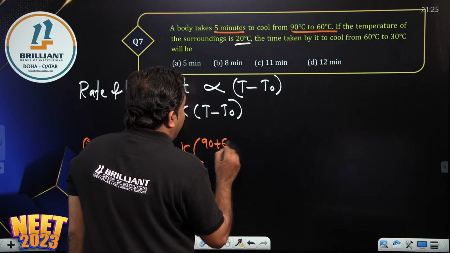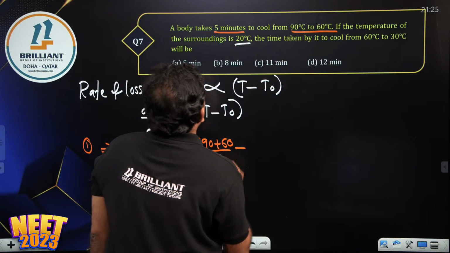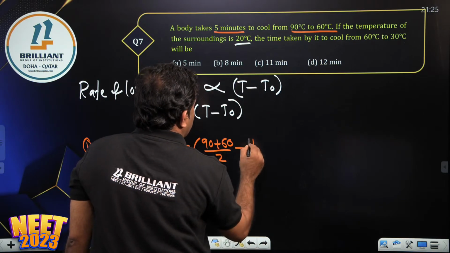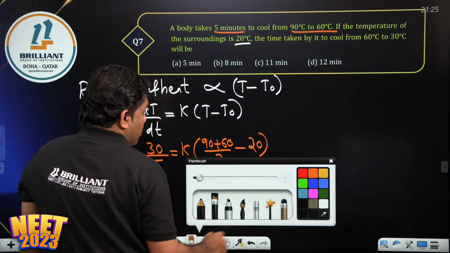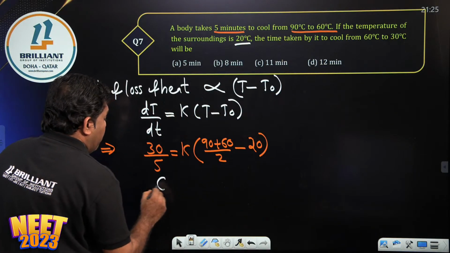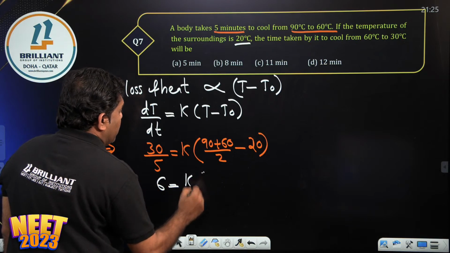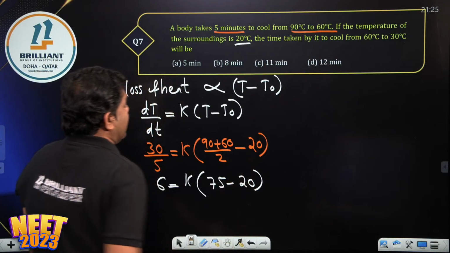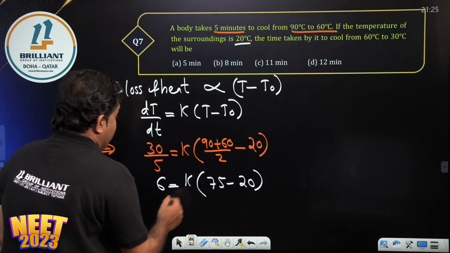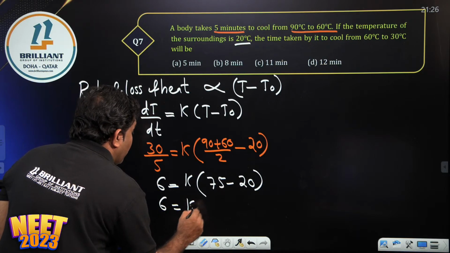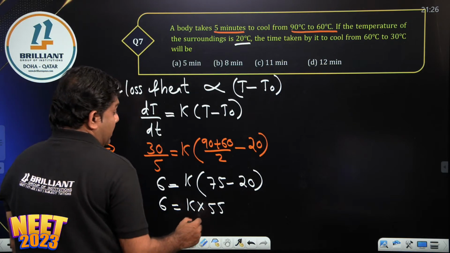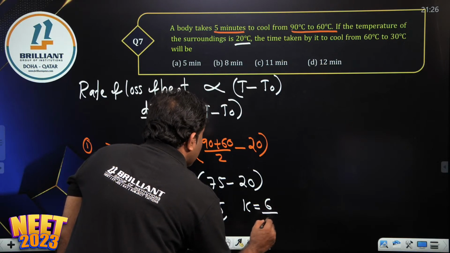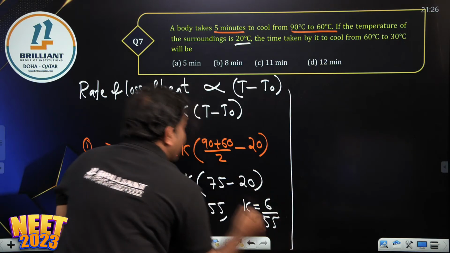To understand, I am writing 90 plus 60 by 2 minus surrounding temperature, given here as 20 degree. So I am ready to simplify this. 30 by 5, that is 6, is equal to k into, here we can say 75 minus 20. If you are simplifying, 6 is equal to k into 55, or the k value we can find: k is equal to 6 by 55. So that's the k value.